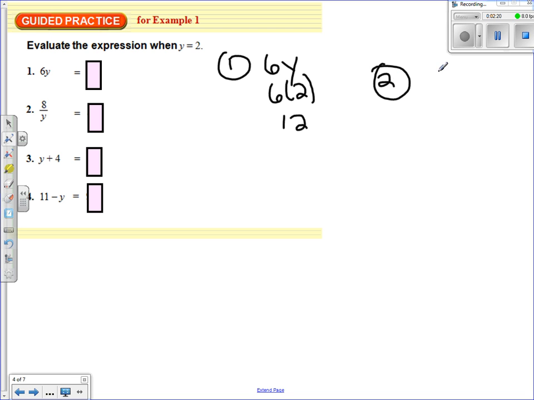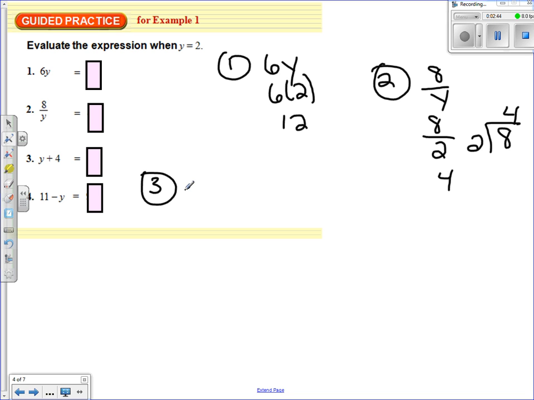Problem number 2, we have 8 over y. If you recall, in algebra, a fraction means to divide. So we have 8 divided by y, 8 divided by 2, the value of y. For those of you who may be confused, 8 divided by 2, and we get an answer or a quotient of 4. Problem number 3 is addition. We have y plus 4. The value of y is 2, so instead of y, we're going to put in 2 plus 4. We get a sum of 6.